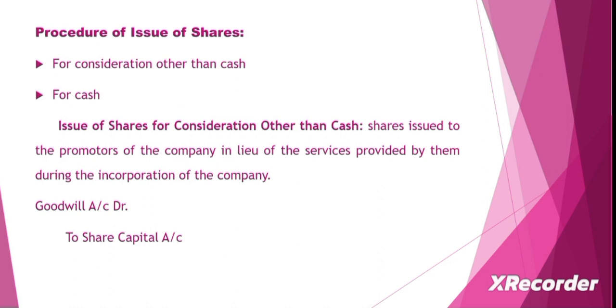Sometimes shares are issued to the promoters of the company in lieu of the shares provided by them during the incorporation of the company. The issue price of these shares is normally debited to goodwill account and the journal entry is made as follows: Goodwill account debit to share capital account.